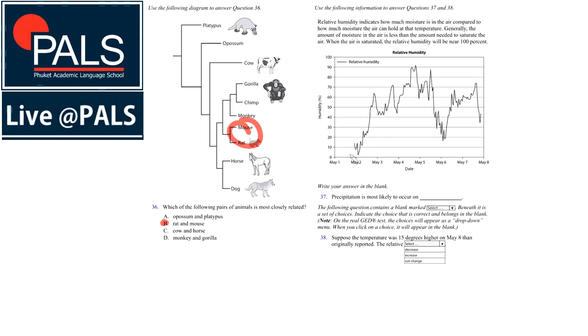So we have the graph here. We can see humidity in percent, relative humidity shown by the line here on different dates from May 1st to May 8th, and the question is, precipitation is most likely to occur on which day, and that is probably when the humidity is highest, which we can see is around this region here, this block, and we can see this is May 5th.